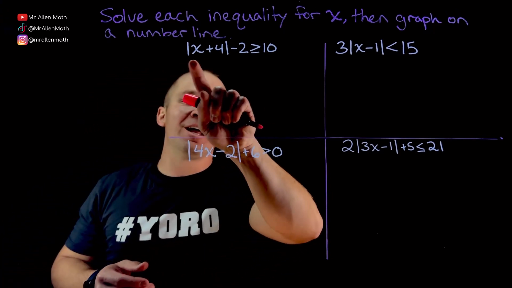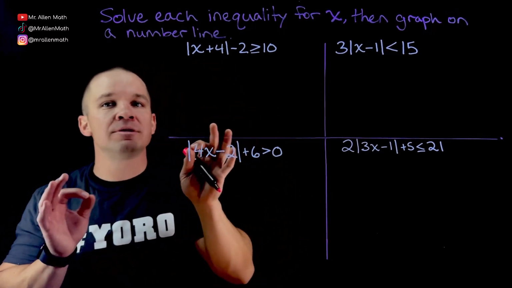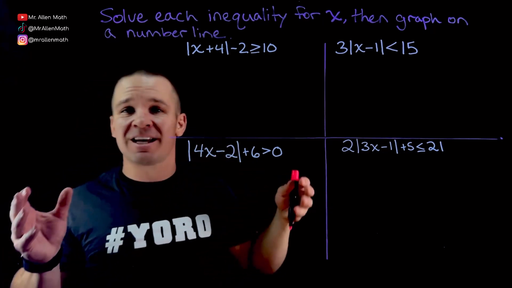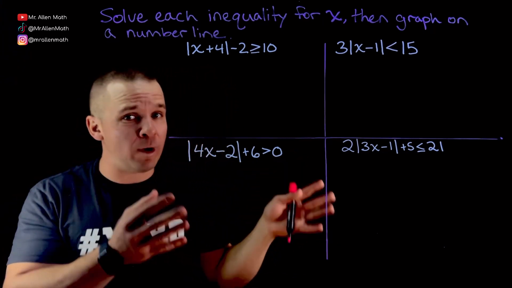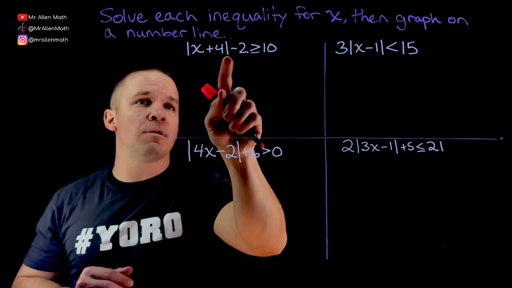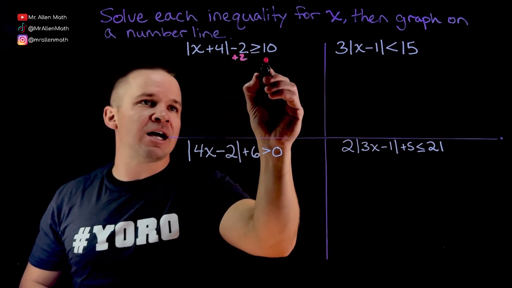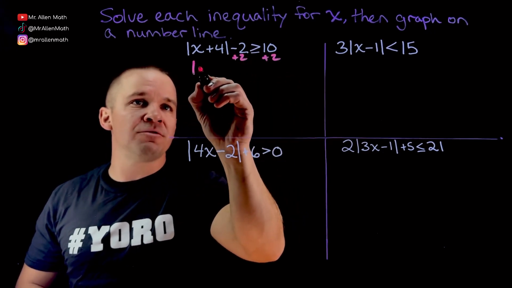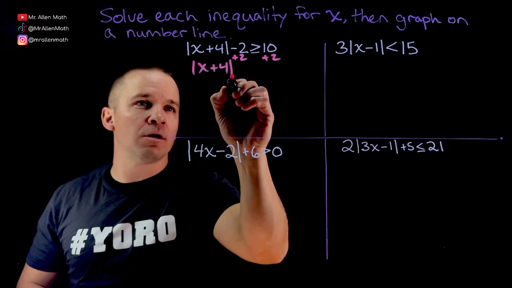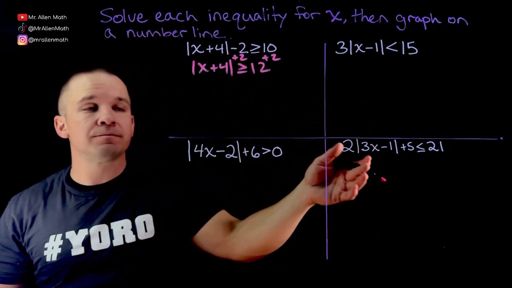All right, first one. My absolute value right here is not on its own side of the inequality. We solve these the exact same way that we would solve an absolute value equation. We have to isolate that absolute value first. So I'm going to add 2 on both sides first. Now I have the absolute value of x plus 4 is greater than or equal to positive 12.